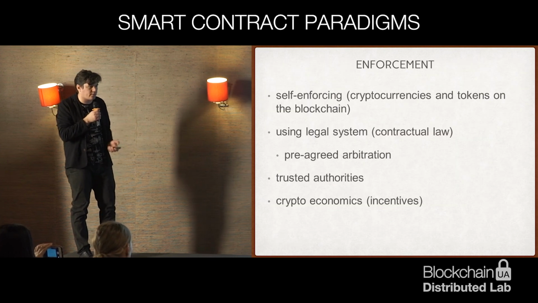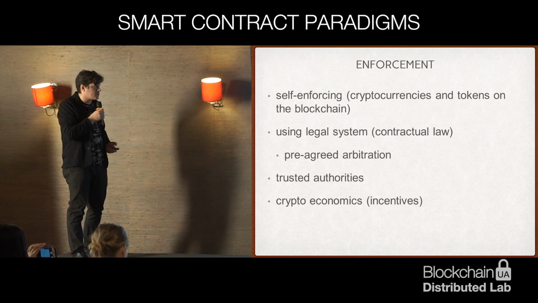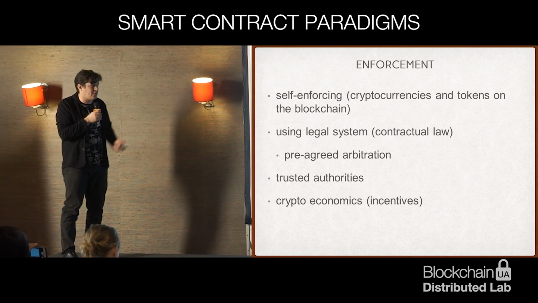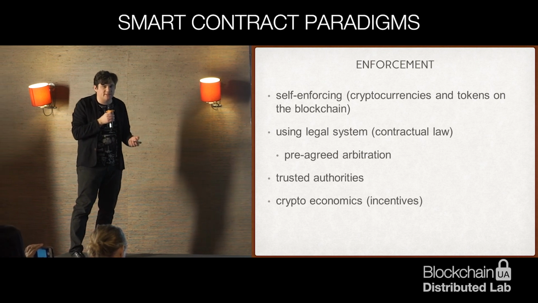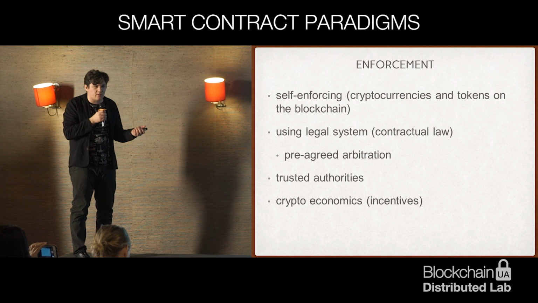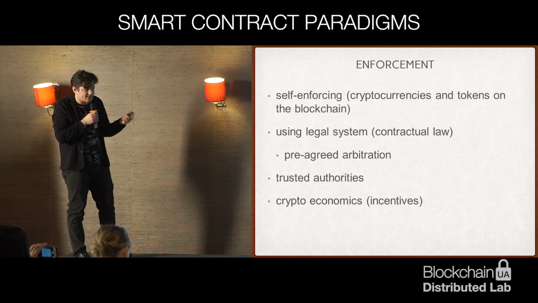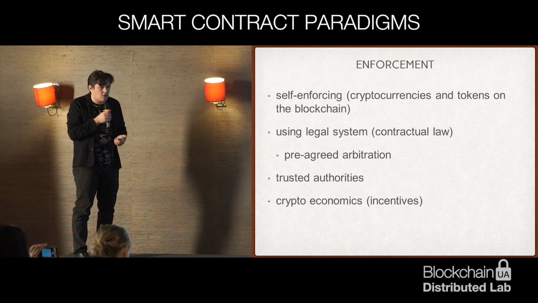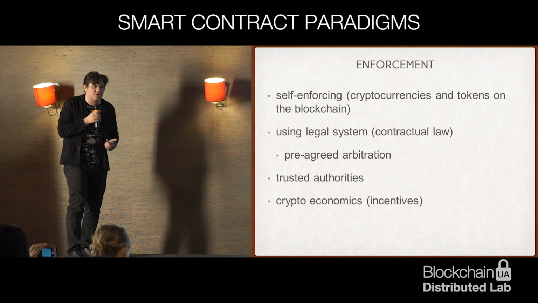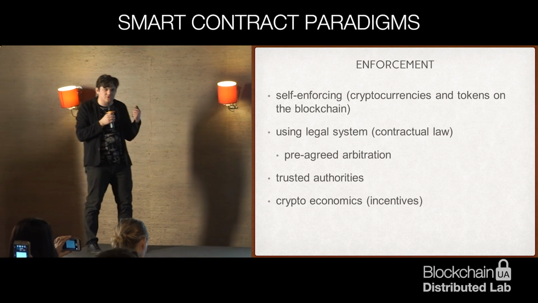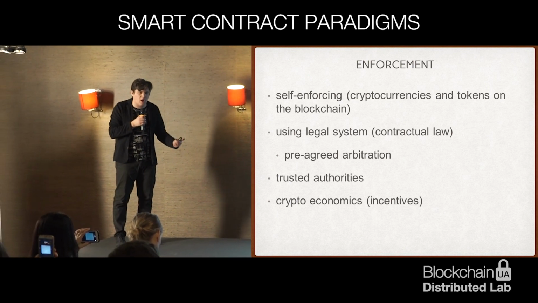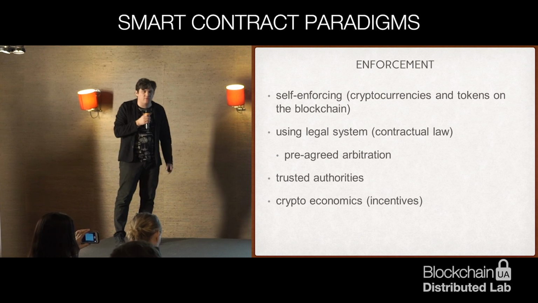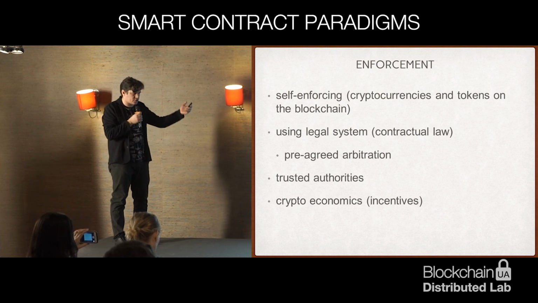So here's an overview of different kinds of enforcement. Of course, the easiest way is self-enforcing. In cryptocurrencies or tokens, you don't really need to do anything. The program will just update the ledger. Then you can enforce it using the legal system, like actual contract law. Then, of course, there is a question: does it really make sense to use smart contracts if we still rely on the legal system to enforce a smart contract?